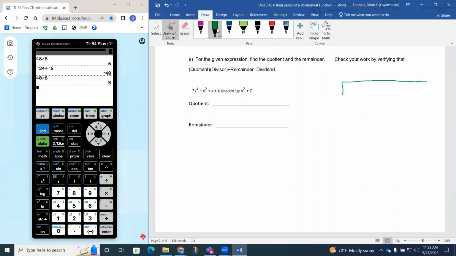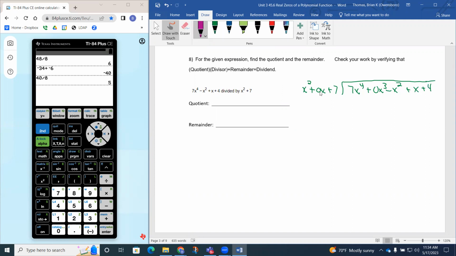Our divisor, notice how the linear term is missing. So I have x squared plus 0x plus 7 as our divisor, actually. And then we have 7x to the fourth. Notice how the x cubed term is missing. So 0x cubed minus x squared plus x plus 4 comes into play.